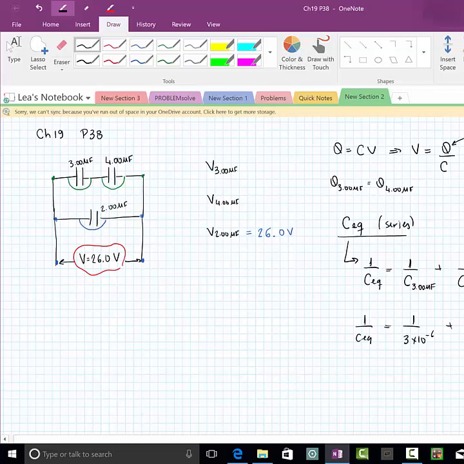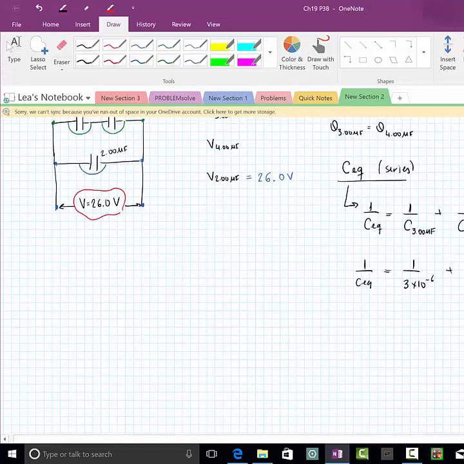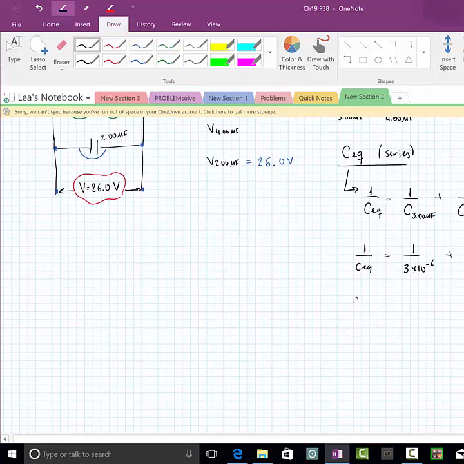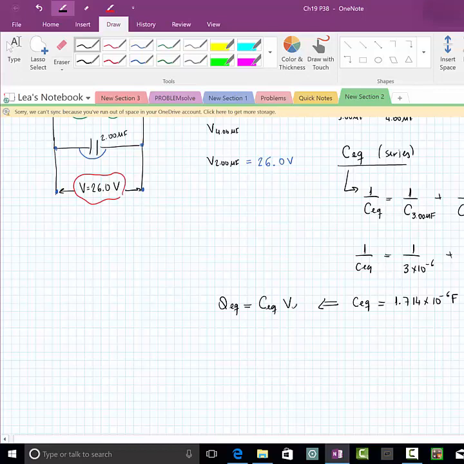If we just solve this expression and then invert to get the equivalent capacitance, we are going to find something like 1.714 times 10 to the minus 6 farad. With that, we can then find the total charge, right? We just use this expression, Q is equal to CV, and we find this total charge.